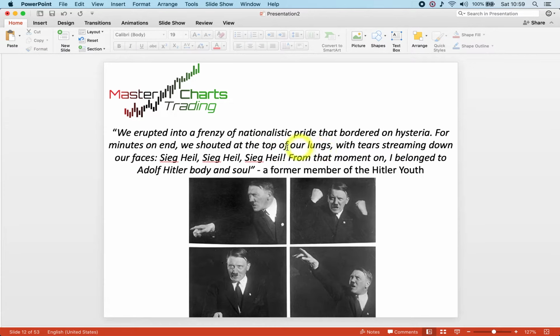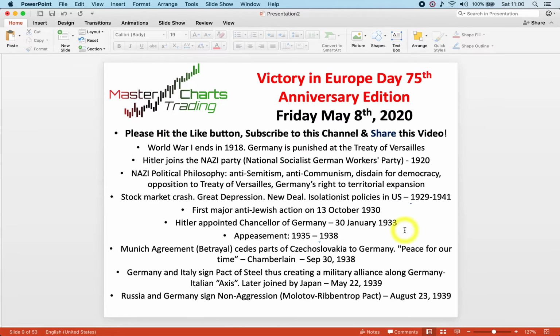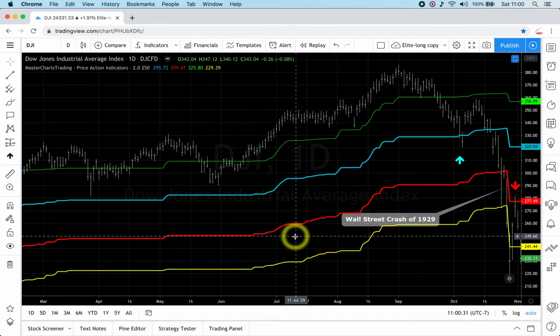So you can see that people were extremely swayed by this charismatic leader, and he was able to hijack the democratic process and become a democratically elected leader of Germany, then a chancellor of Germany and eventually a dictator of Germany. Now let's look at the actual stock market back in the days.